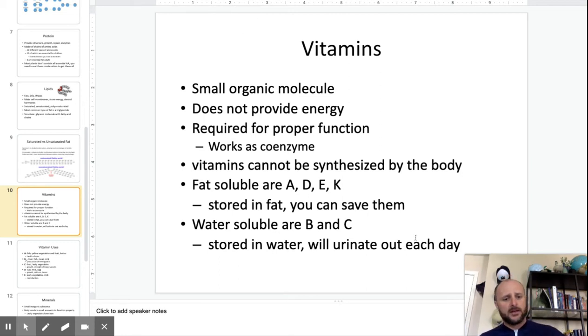So if you drink a Hi-C that's got 1,000% of your vitamin C in a day, well, that's great. You're only going to use 100%, and the other 900% you're just going to urinate out, and you'll have to consume more vitamin C the next day. Water soluble, you have to eat every day the full amount because you're going to pee out any extra. Fat soluble, you don't because you can store it in your fat.